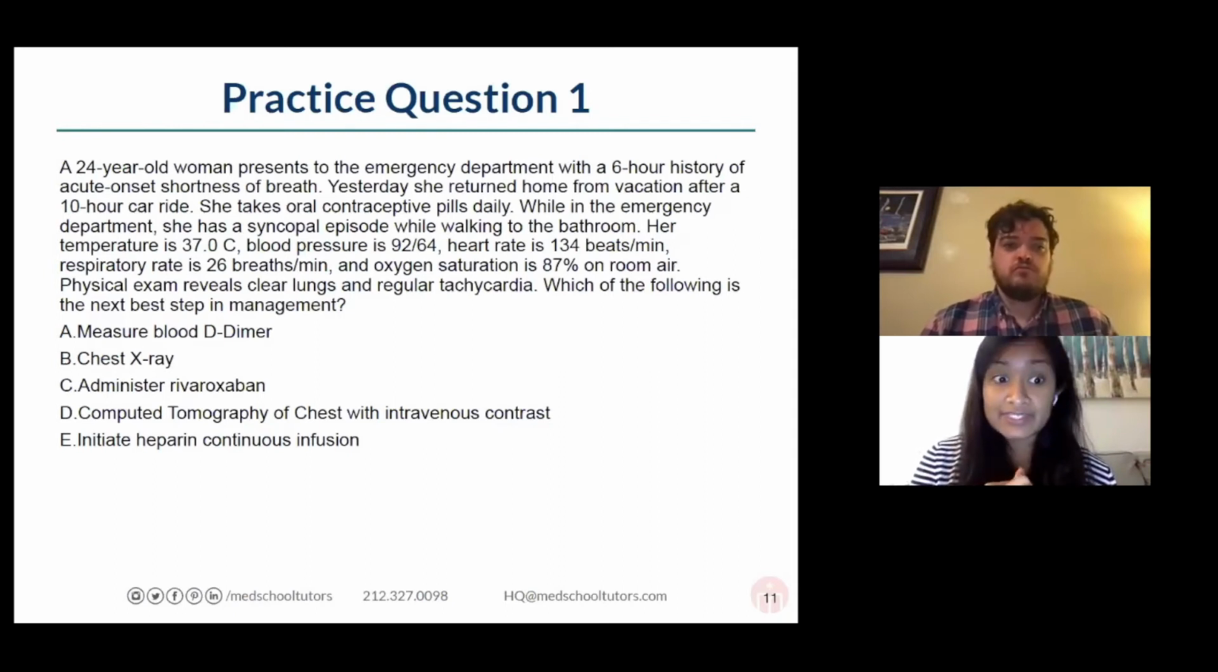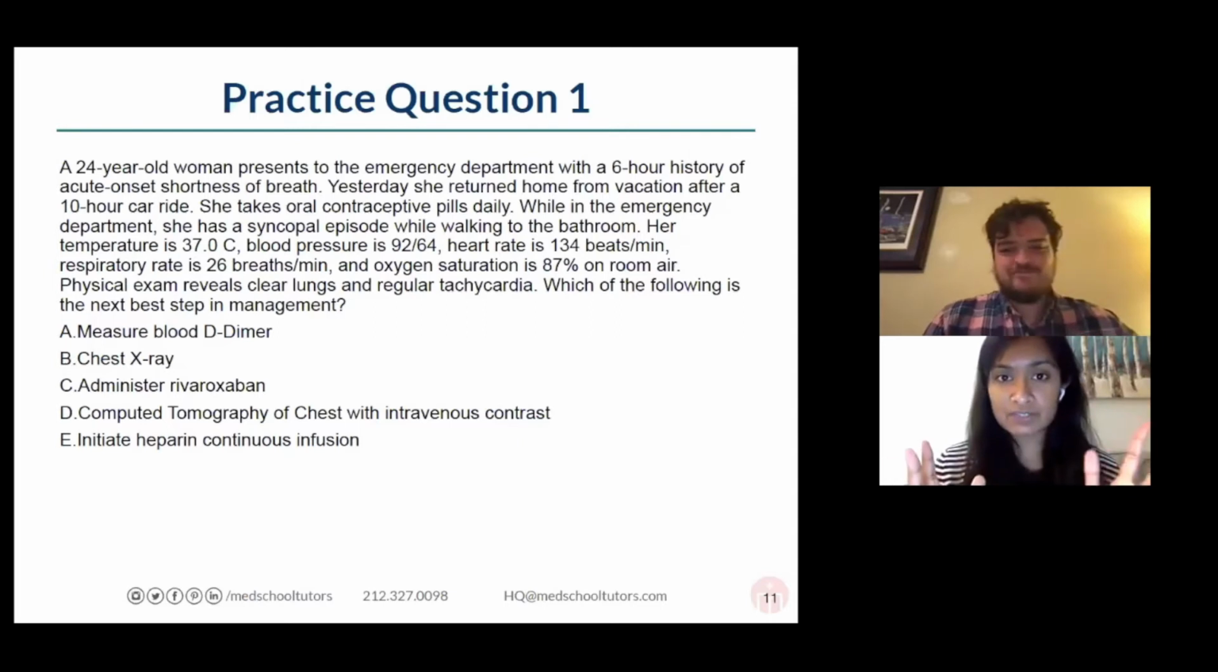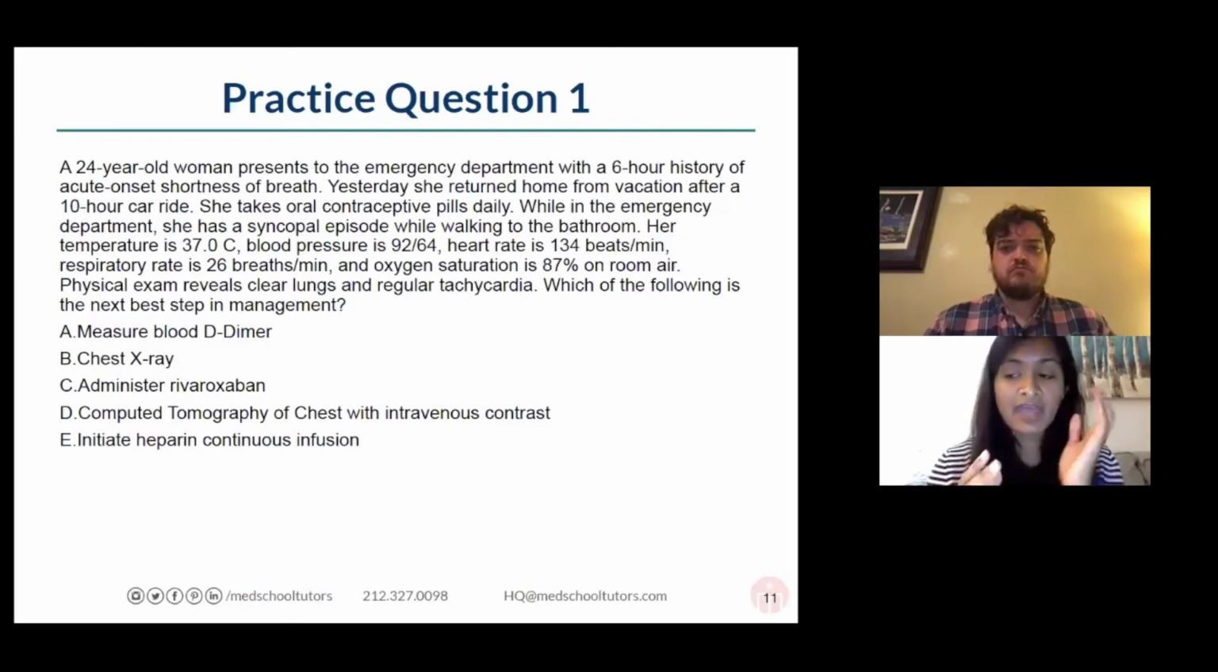Which of the following is the next best step in management? Of course, it's not going to ask what's the diagnosis, right? So we feel comfortable this is a PE. I feel pretty confident it's a PE. The real question is, do I need something else? Do I need to prove this to myself? Do I need to do anything? What I will submit to you here is the first question you actually need to ask yourself: how sick is she? What is her acuity? Is she actively going to decompensate, or is she stable? And I would argue that she looks pretty sick.